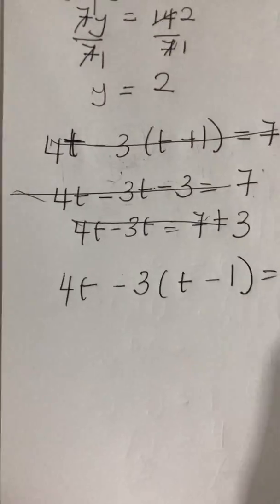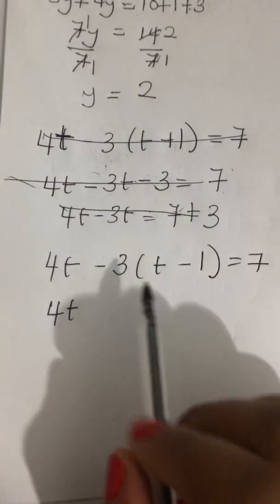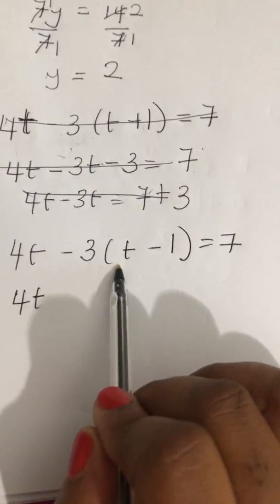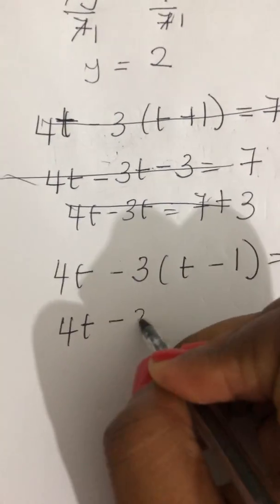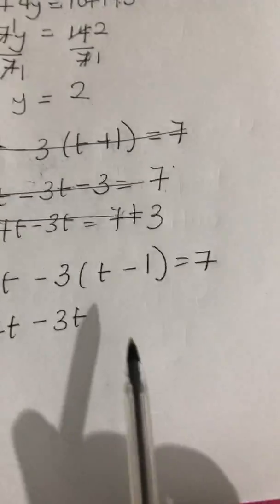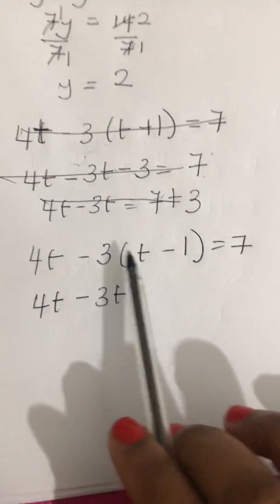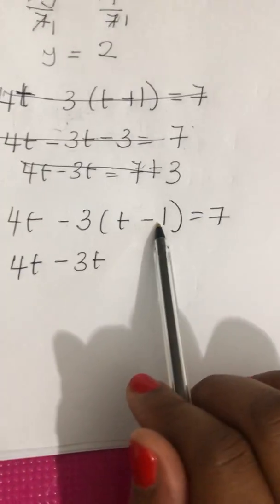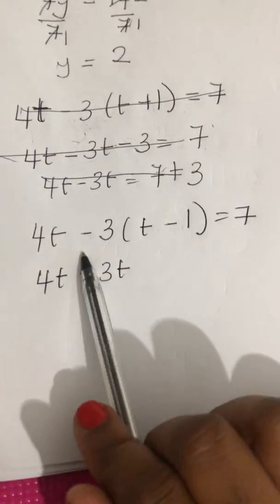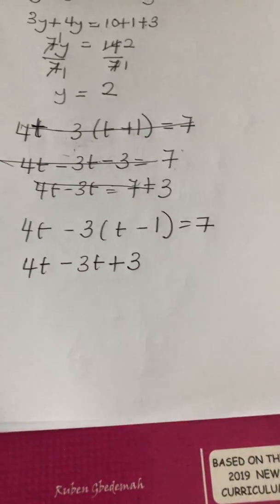So the same explanation stands. So your 4t will come down here. Minus 3, right? Minus 3 times t will give us a what? Minus 3t. Okay, just as I did it here. Now look here, minus 3 times minus 1. Negative times negative will always give us a what? A positive answer. So minus 3 times minus 1 will give us a what? A plus 3. Do you all understand?